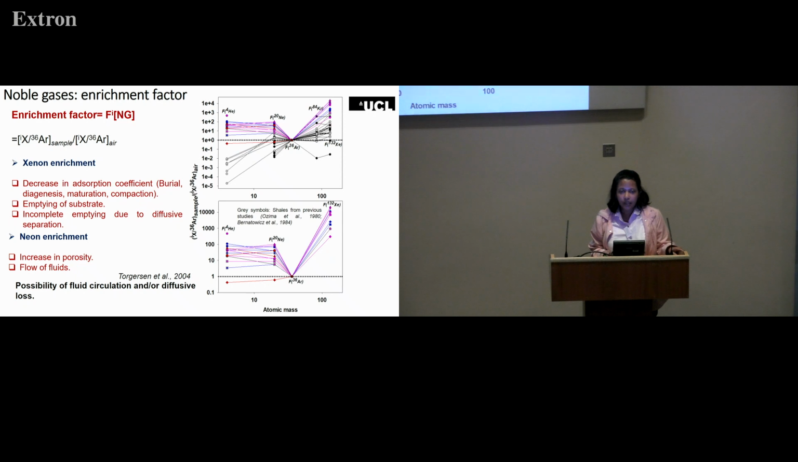signal actually mean? It means that the samples have been exposed to circulating fluids. Neon can diffuse in preferentially to other noble gases. So if a circulating fluid has influxed the shells, you will see a neon enrichment. Again, if you lose gases from the shell system, all the noble gases will diffuse out, but xenon can stay behind preferentially because of its higher adsorption coefficient. So the V-shaped enrichment pattern from my shells definitely indicates they have seen movement of fluids in and out of the shells.